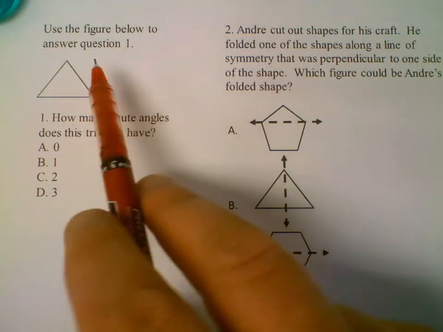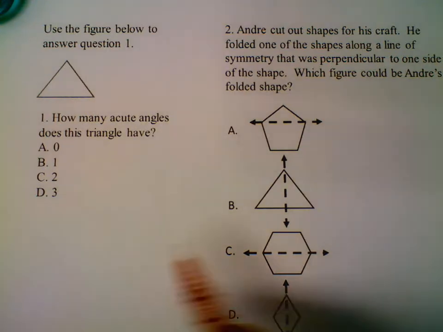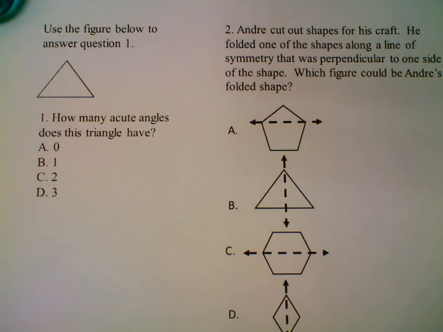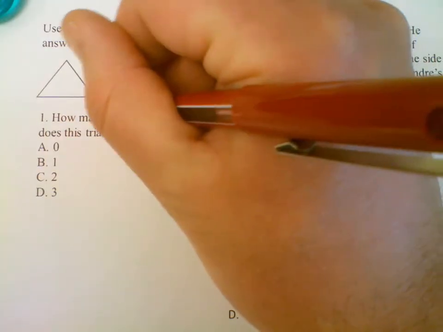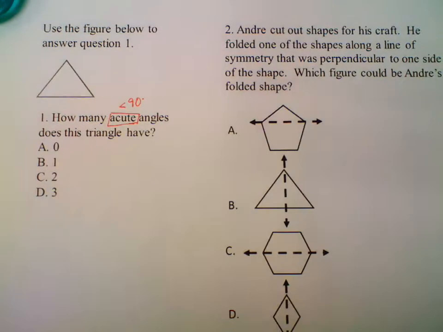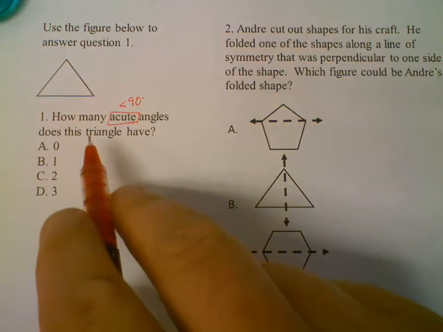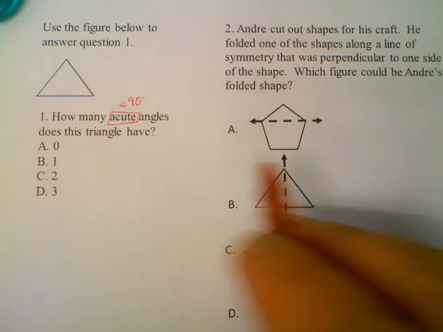Number one, it says, use the figure below to answer question one. How many acute angles does this triangle have? Well, why don't you cube the problem here. So I'm going to find the acute. Okay, I know that's less than 90 on the triangle. All right, got to find it here.